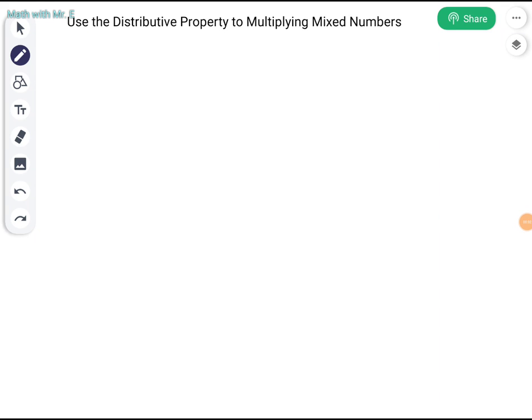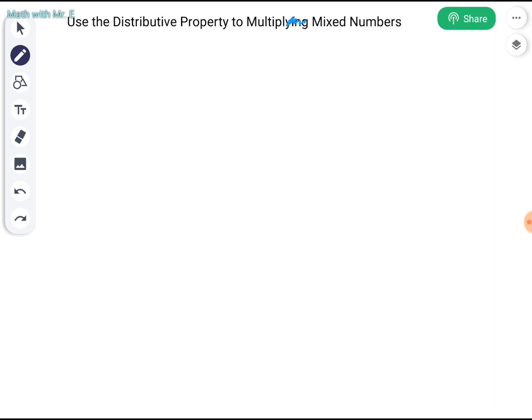Okay, I know this is the one that we had a hard time with in class, so I want to take a look at using the distributive property to multiply mixed numbers. I know it sometimes seems a little more difficult, but when you're working with a really big mixed number, it really is easier if you are using the distributive property. So let's take an example.